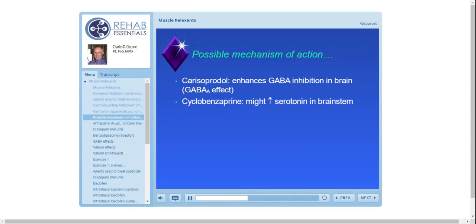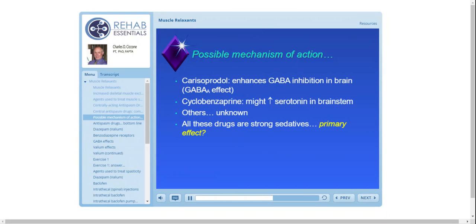And again, serotonin, a very complex and a very common neurotransmitter throughout the central nervous system, tends to be inhibitory. So we're possibly seeing an increase in the inhibitory effects of serotonin in the brainstem. For the other ones in this group, we really don't know how they work. So why are they effective in treating muscle spasm, or how do they share this common goal of treating muscle spasm? They're all strong sedatives.